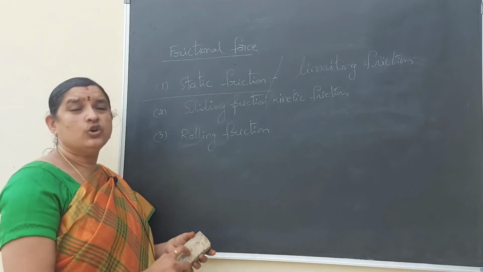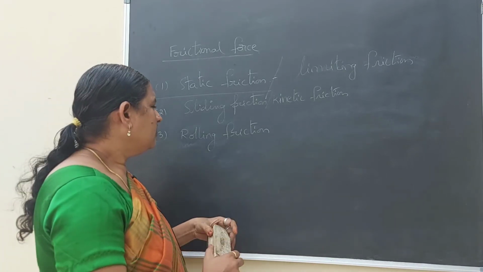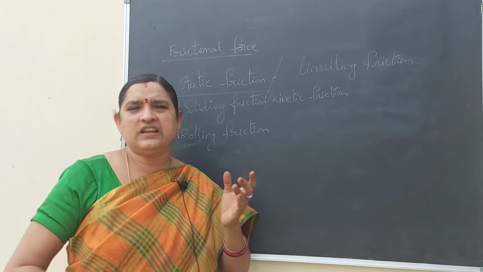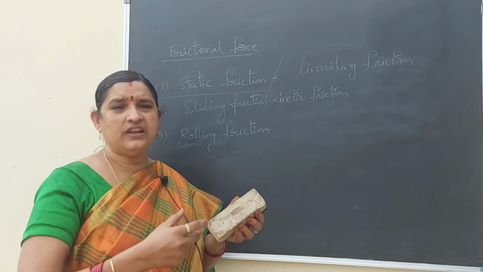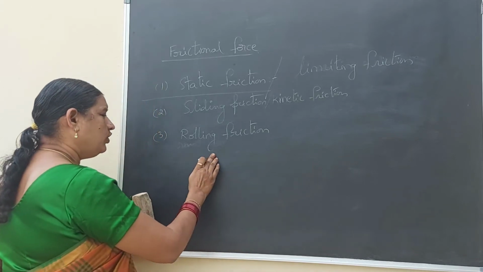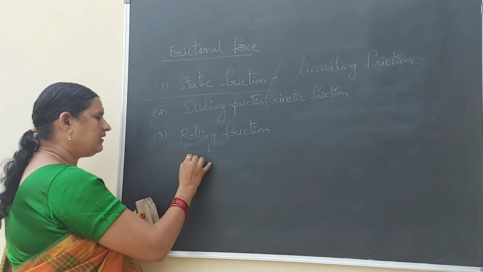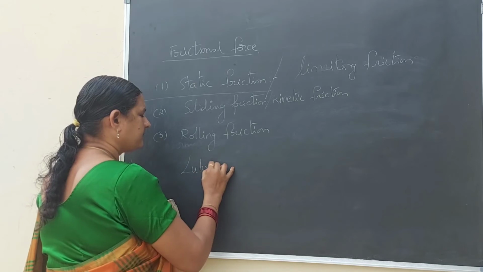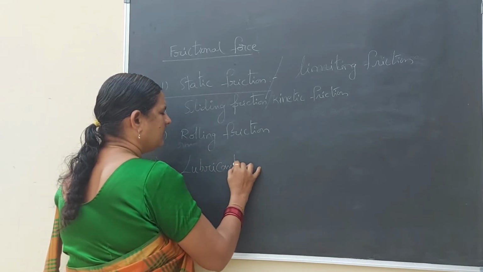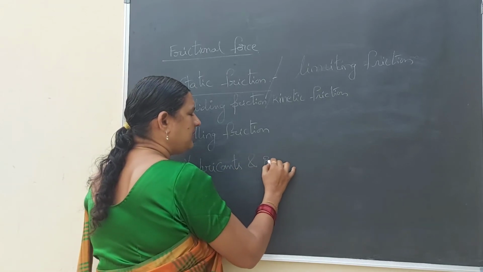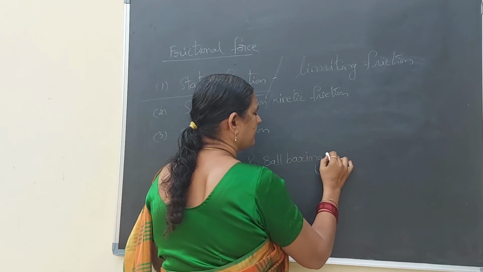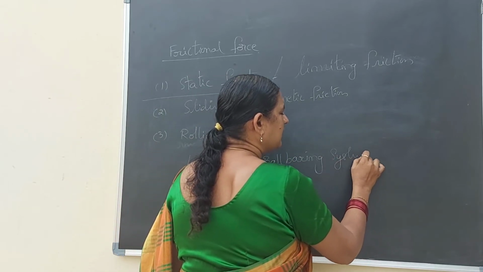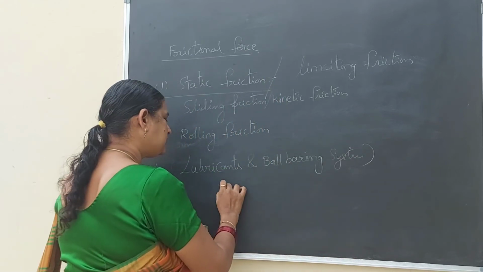Next one is rolling friction. Rolling friction means friction is very less, so it is easy to move. For machinery parts to move freely, we use lubricants and ball bearing systems. These are useful to reduce the friction.